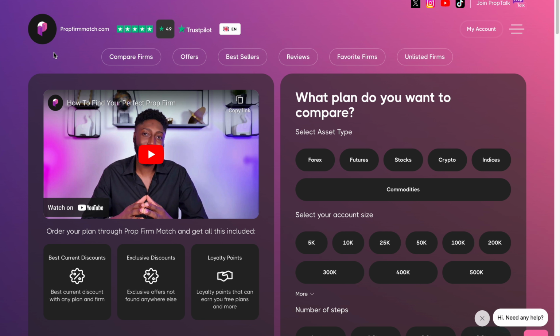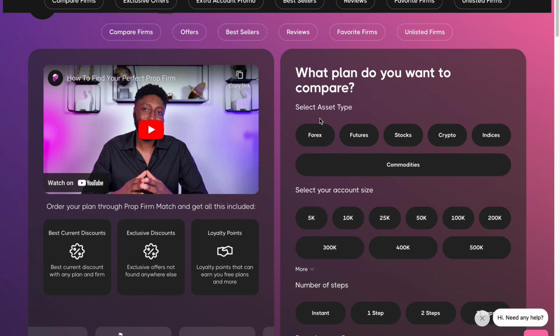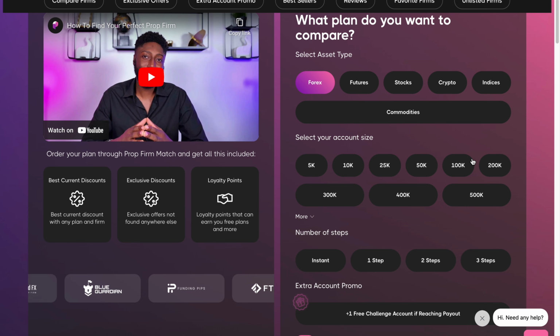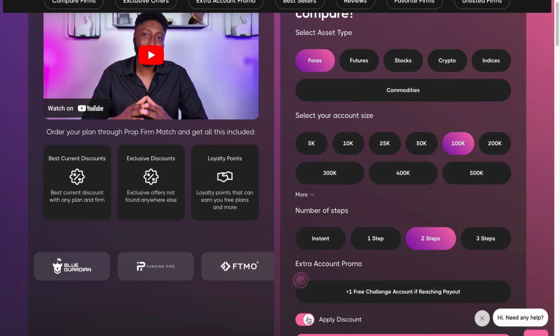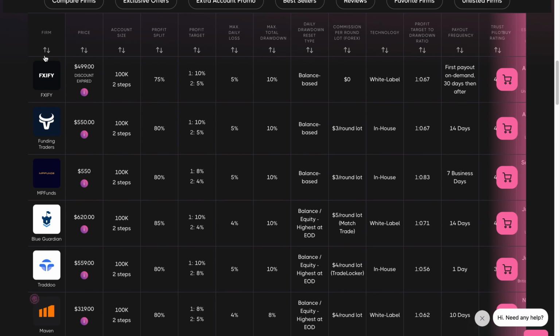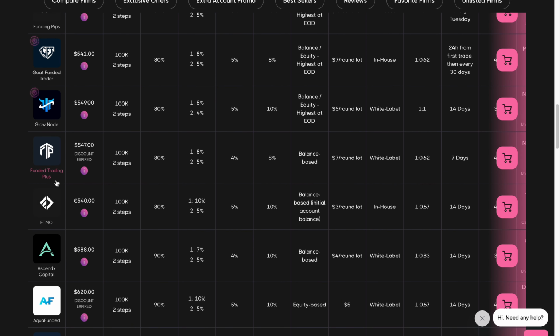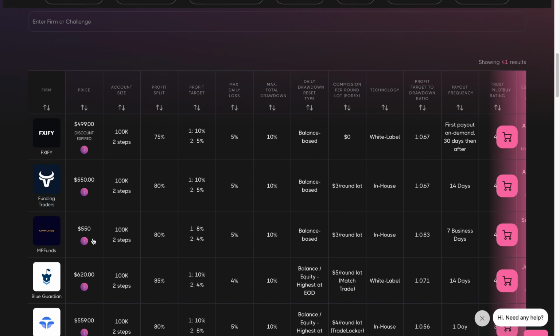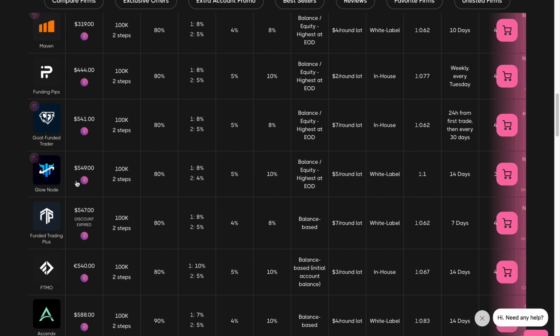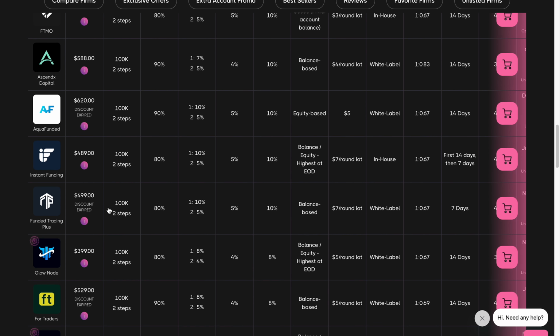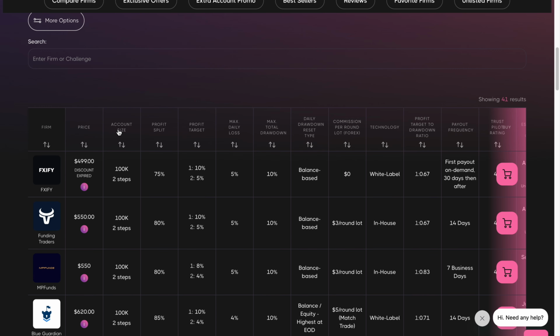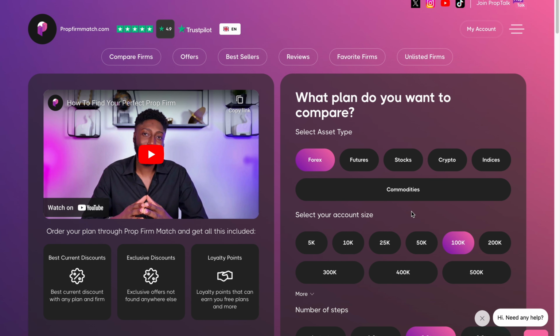What are other people saying about them? Do they pay out? Are they reliable? How are the challenges? How's the time between payouts? When you're at the home screen, you have a little questionnaire. So for example, you want to trade Forex, you want a 1K account, 2 steps, no discount, search now. And then there are prop firms listed here that you can use for your own trading. For example, you scroll down here, you see, okay, well, I know some, I don't know some. You can play with whatever you want. You can see here the account size, the profit split, the profit target, daily drawdowns, like everything you need to know. So go ahead, dive into this tool and use it yourself.